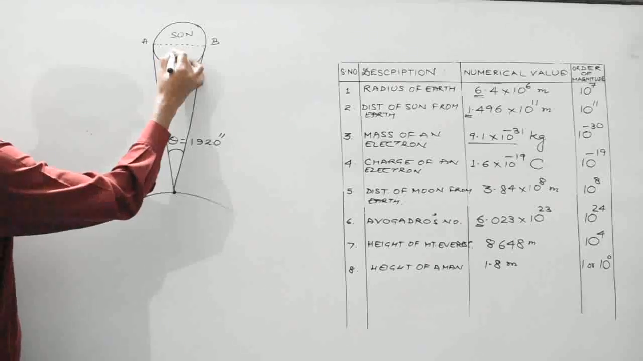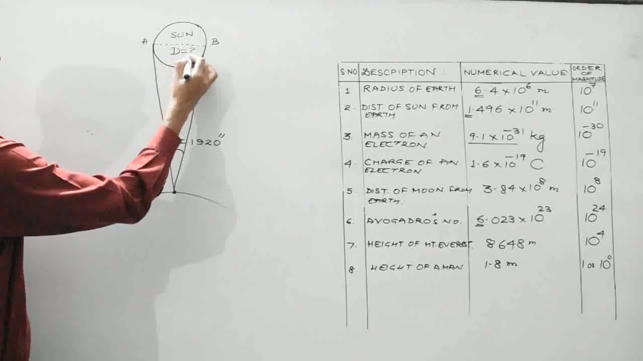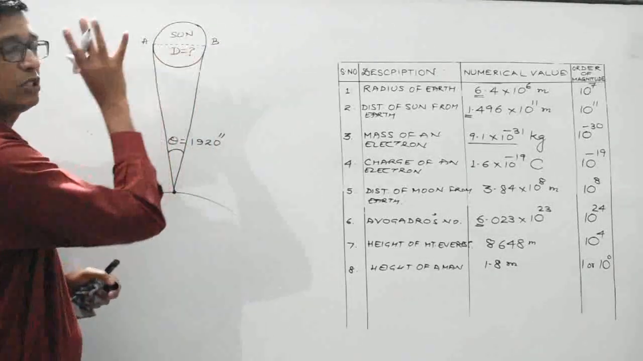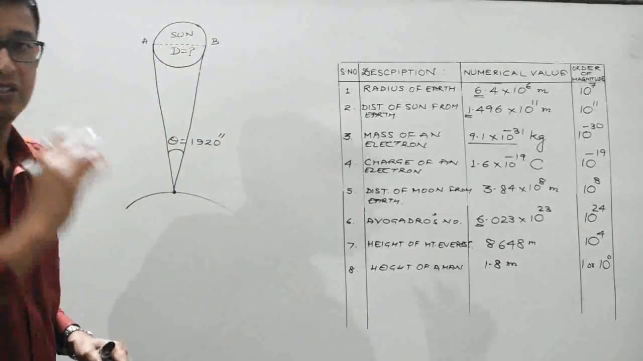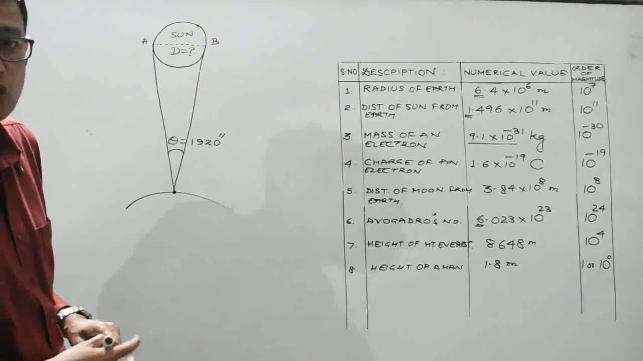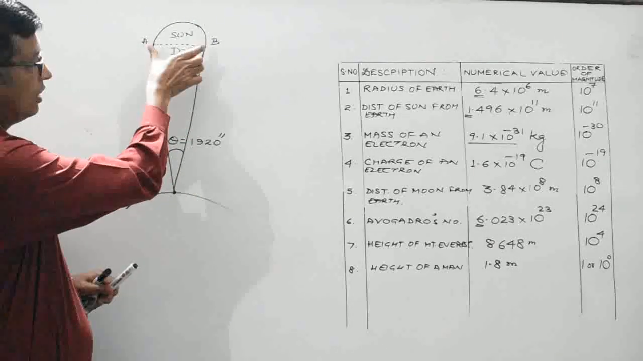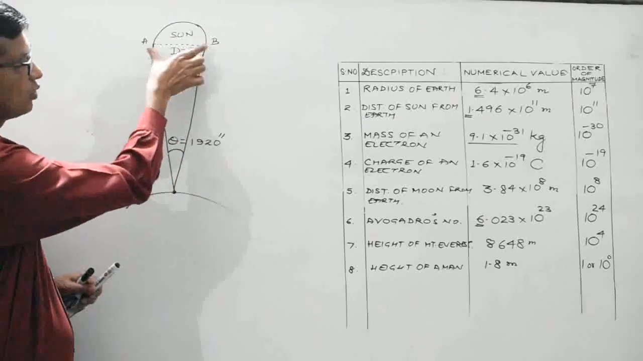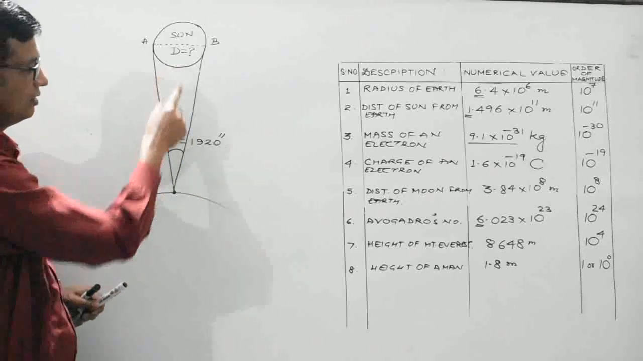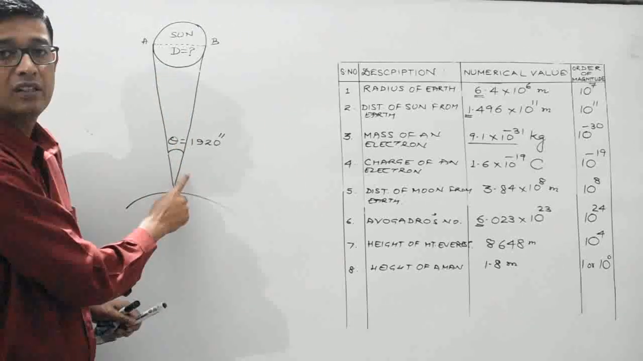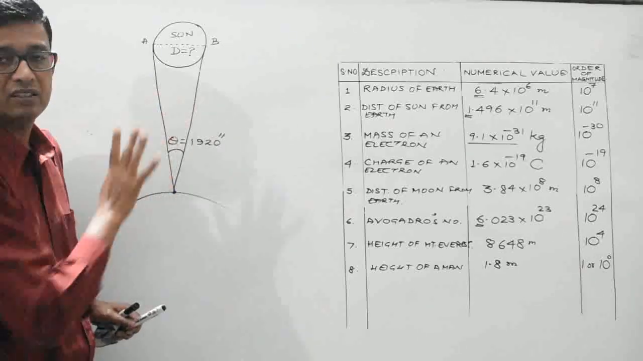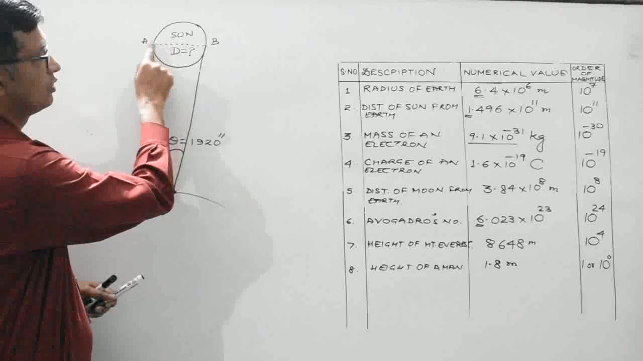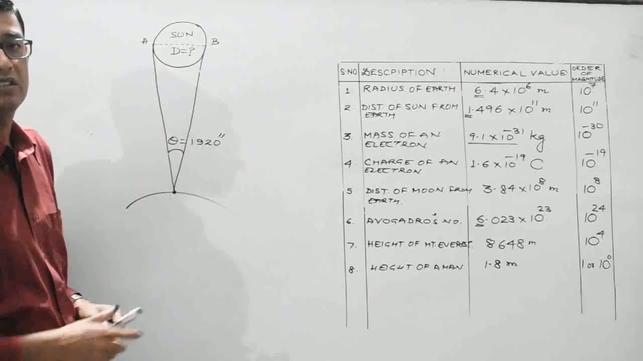So this is the diameter. The diameter of the sun is to be determined in meters, only by knowing this information. So again I repeat my question. The angular diameter is the angular separation between these 2 points. The angular diameter of the sun subtended at a point on the Earth's surface is 1920 seconds. Find out the linear size or the diameter of the sun.